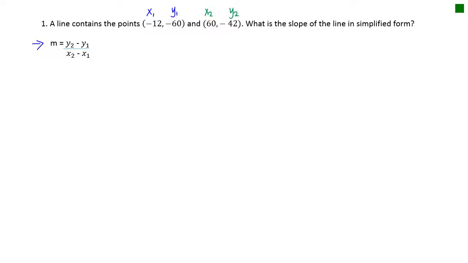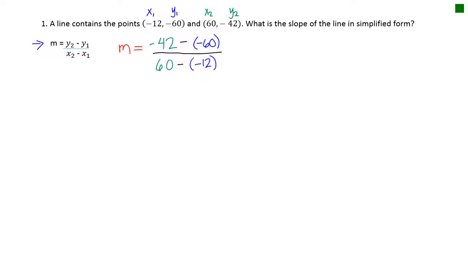Now we're just going to plug it in to our slope formula. So our slope is equal to y sub 2, which is -42, minus y sub 1, which is -60, over x sub 2, 60, minus x sub 1, which is -12.